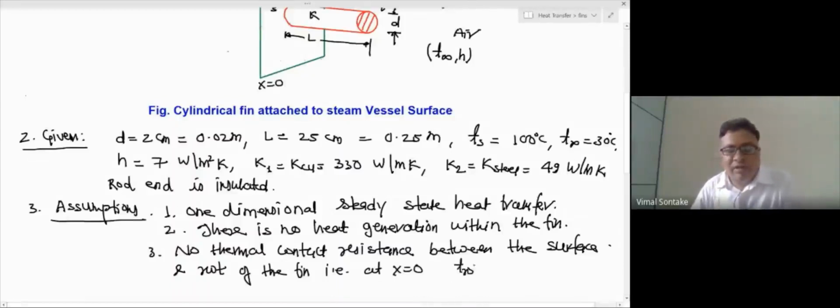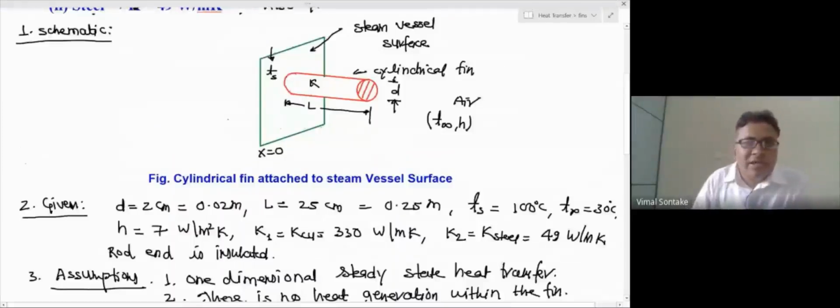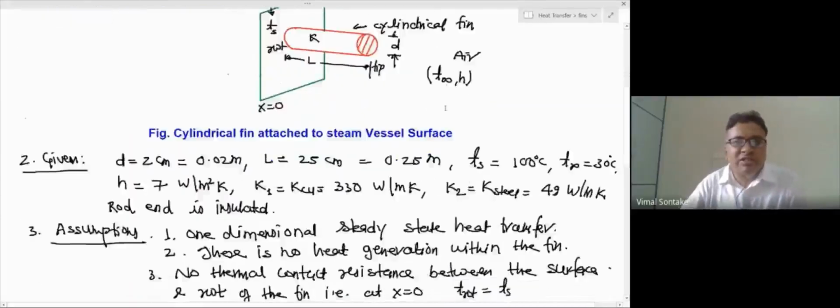Temperature of the fin will be equal to temperature of the surface. At this point, fin is attached to the base surface. So because of imperfect contact, thermal resistance may come into picture and temperature drop may take place. But the moment I consider there is no thermal contact resistance, temperature of the surface will be equal to temperature of the fin at the root. This is called root of the fin, and this is called as tip of the fin. So that is the consequence of that assumption.